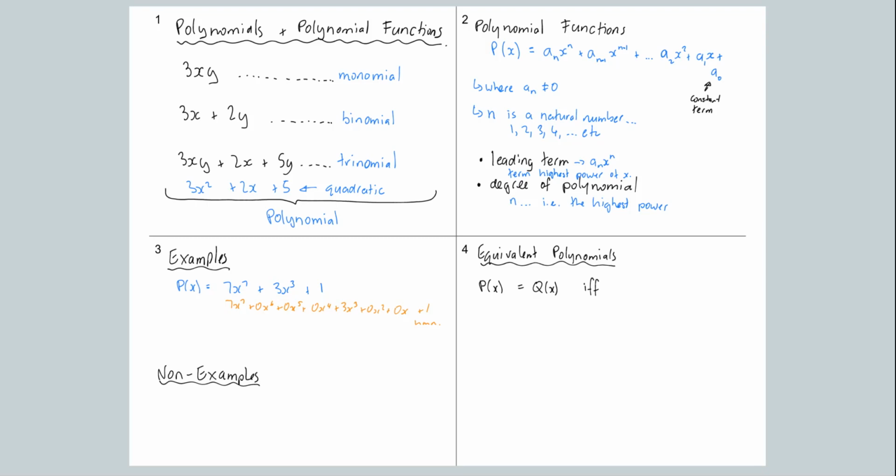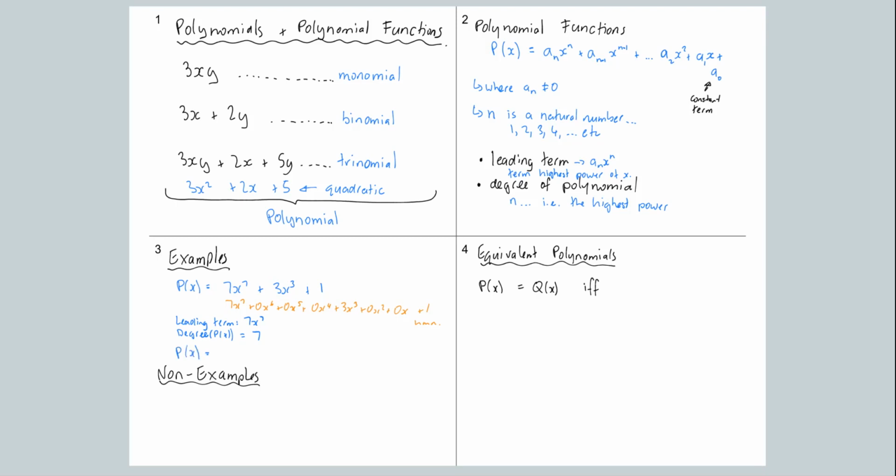Pause the video and put down what you think the leading term is and what the degree is. Okay, so leading term, 7x to the power of 7. The degree of the polynomial, so degree of p of x, is equal to 7. One more example.